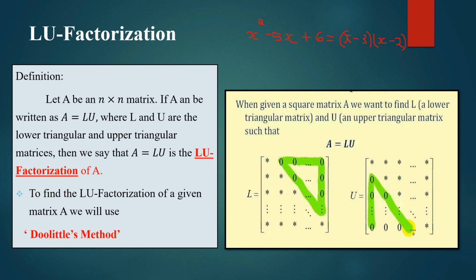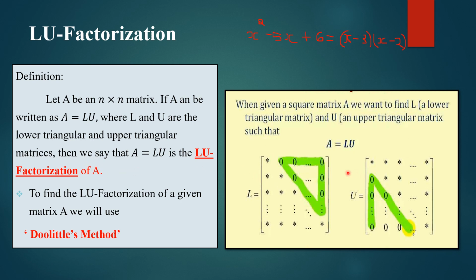Suppose we have a second degree polynomial x square minus 5x plus 6. Then we can split it as the product of two first degree polynomials, that is (x minus 3) into (x minus 2), and this is called the factorized form. Similarly, a square matrix can be factorized into lower triangular and upper triangular. When we multiply them, we will get the original matrix itself, and that is called the LU factorization.